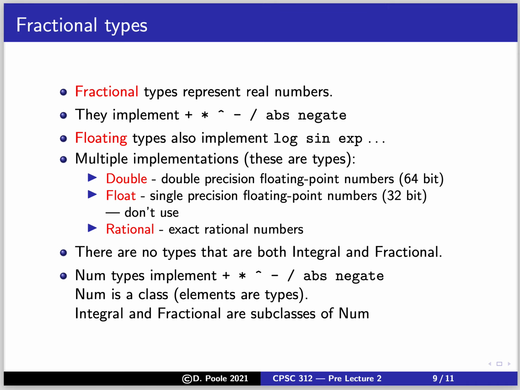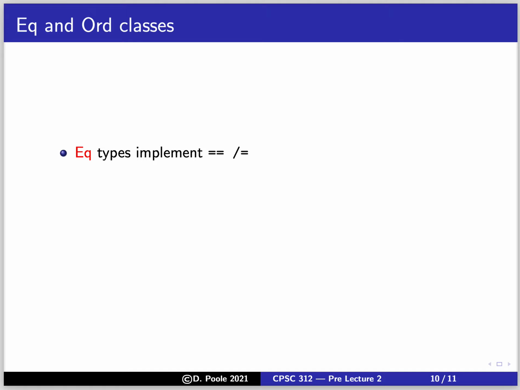So num is a class, and integral and fractional are both subclasses of num. Okay, so equality types. EQ is another class, and EQ types implement equal and not equal. That's the only things the equality class has. If you're in the equality class, you've got to implement both of these two things. Okay, we actually only have to implement one, but both are defined.